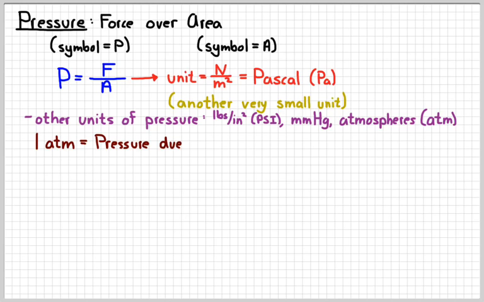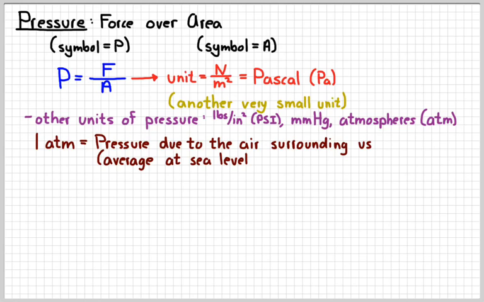An atmosphere is defined as the pressure due to the air, aka the atmosphere, that is surrounding us, and it's kind of an average value at sea level. So obviously the air pressure changes depending on where you are, but we take an average value of the air pressure at sea level, and that's what an atmosphere is defined to be. A more precise definition of an atmosphere is 1 times 10 to the 5th newtons per meter squared, or 1 times 10 to the 5th pascals. That's approximately 14 pounds per square inch.